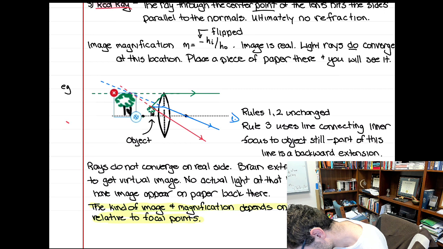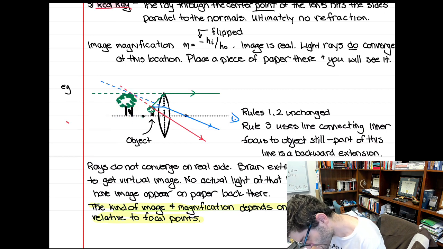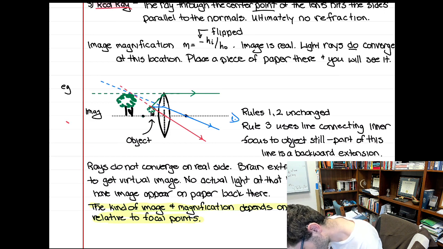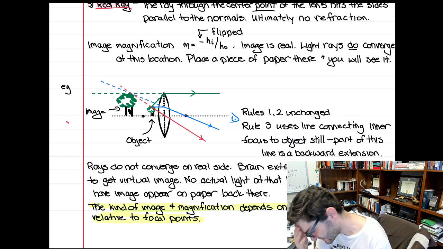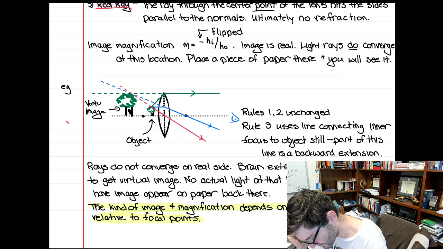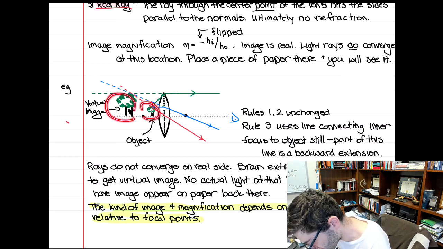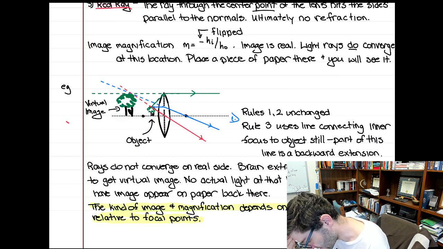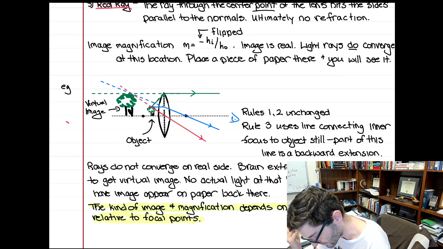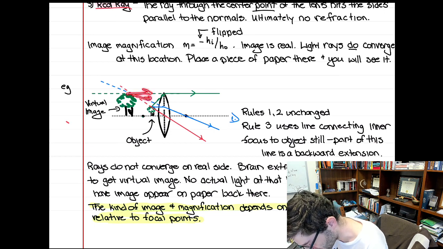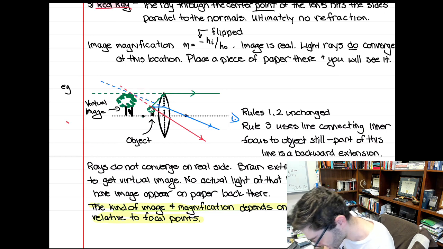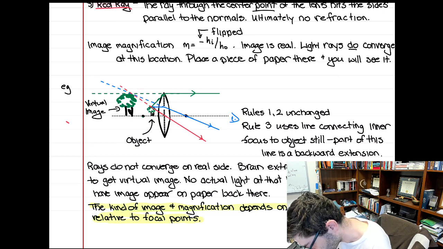It looks something like this. So this is the image that ends up forming. But it is a virtual image. Notice the image forms on the same side as the object, and no actual light is emerging from the location of that image. That point does not have any actual light. Which is why I drew these as dashes, right? Because these dashed lines were your brain taking this line and extrapolating it backwards. It was taking this line and extrapolating it backwards. This line and extrapolating it backwards.